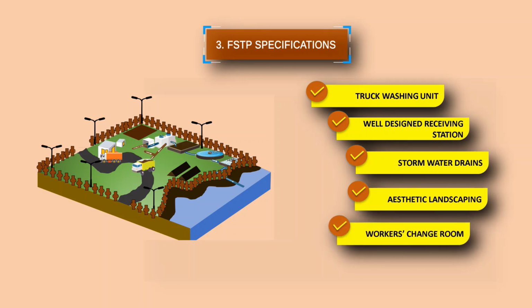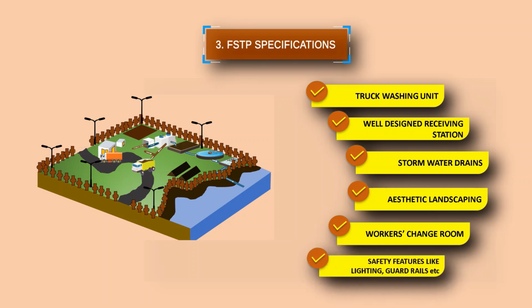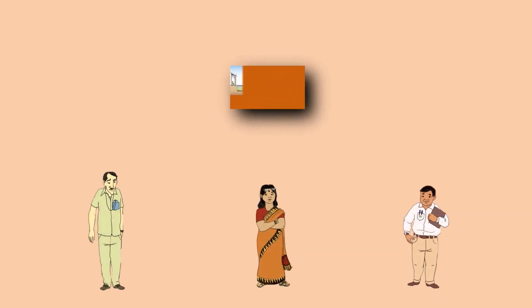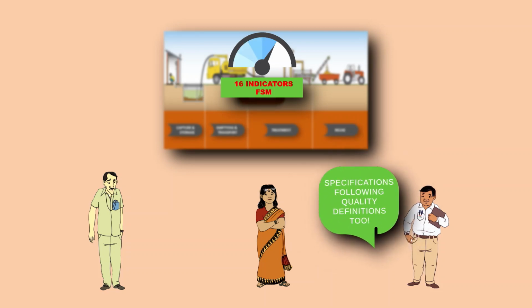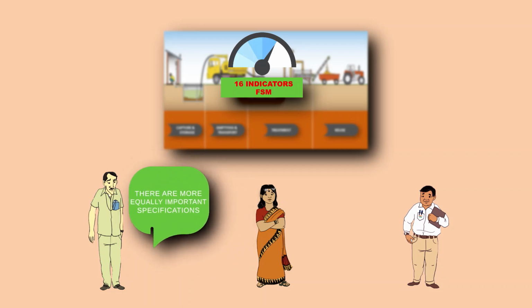Amenities for workers such as washrooms and change rooms and safety features such as street lighting and guardrails are essential for a proper working environment. Depending on the size and budget, some or all of the additional infrastructure components should be integrated into the FSTP. I can see. These specifications are in line with 16 indicators, Sharma ji. Yes, specifications are closely following quality definitions. Yes sir, but there are more and equally important specifications.